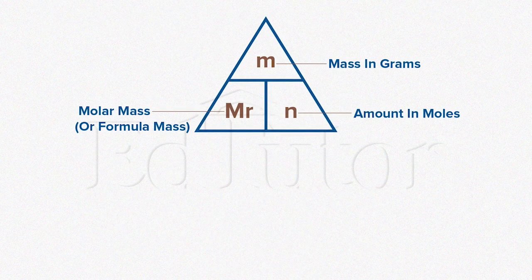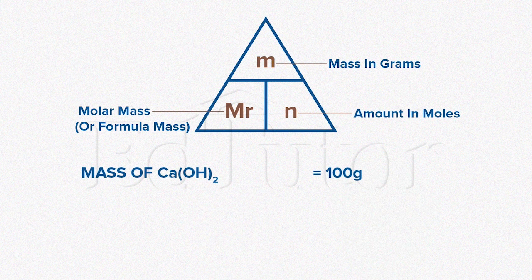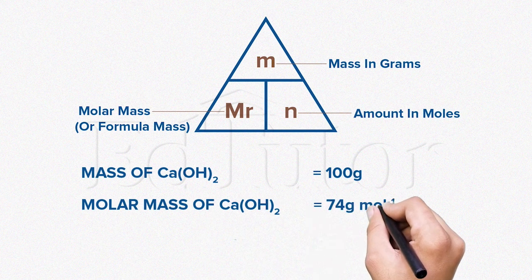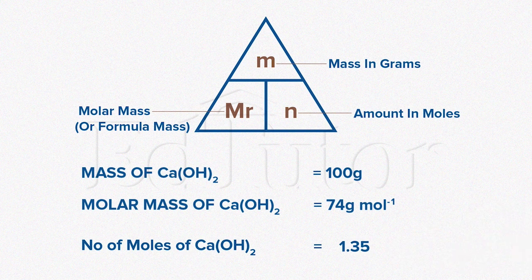Likewise, we are going to calculate the moles for calcium hydroxide. So again, we have the mass for calcium hydroxide as 100 grams. Thus, the molar mass of calcium hydroxide would be 74. And then dividing these two values, we'll get 1.35 moles, which is the number of moles of calcium hydroxide. Easy?